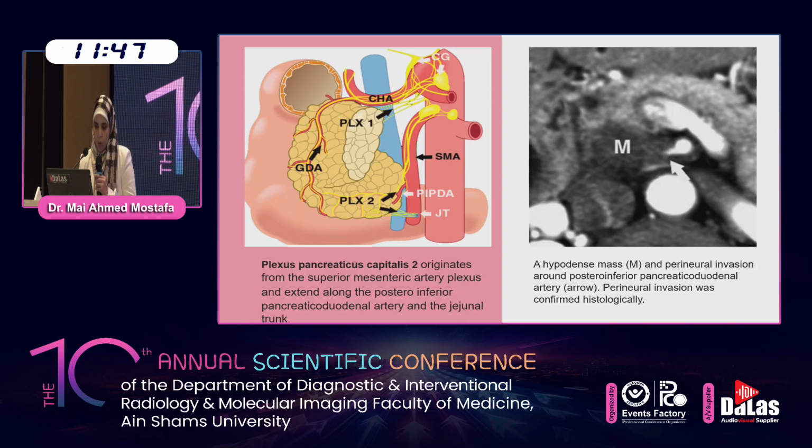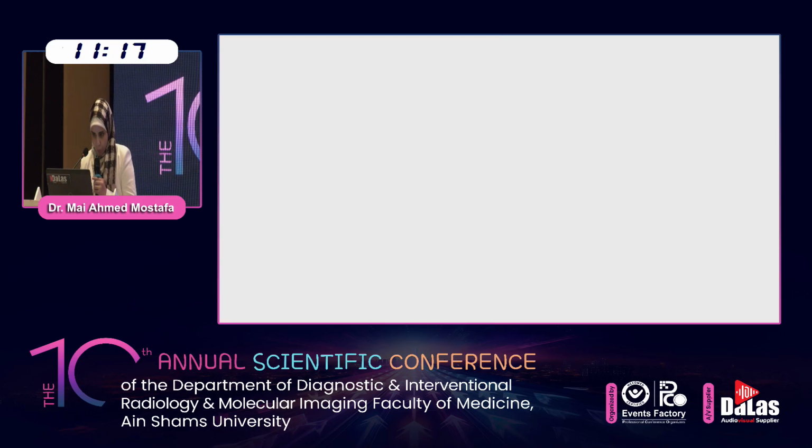While pathway 2 originates from the superior mesenteric artery ganglia, extending along the superior mesenteric artery, as we can see on the diagram, along the posterior inferior pancreaticoduodenal artery, as well as the jejunal venous trunk to the uncinate process. As we can see on the axial CT images, there is an uncinate process mass lesion with tongue-like extension encasing the posterior inferior pancreaticoduodenal artery, denoting perineural spread along pathway 2.